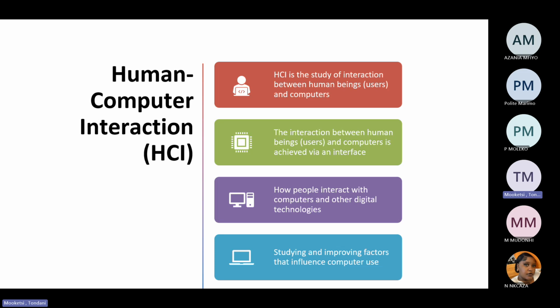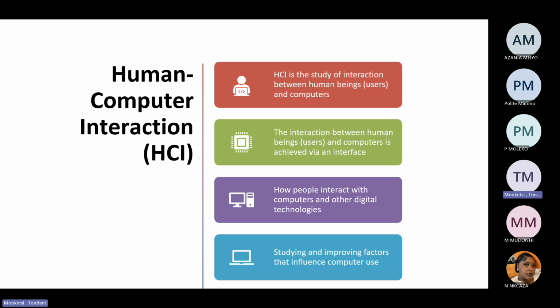Then we said that this interaction is achieved via an interface. We spoke about different types of interfaces, voice interfaces. We spoke about command line interfaces, graphical user interfaces. So all of those enable us as users to interact with computers.